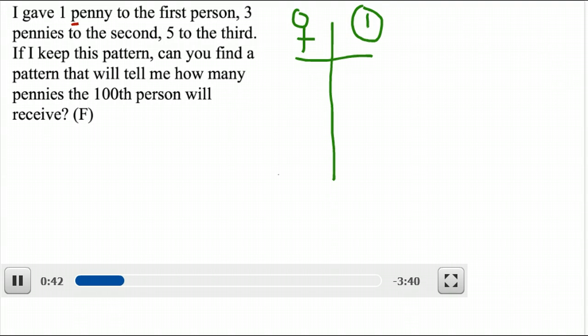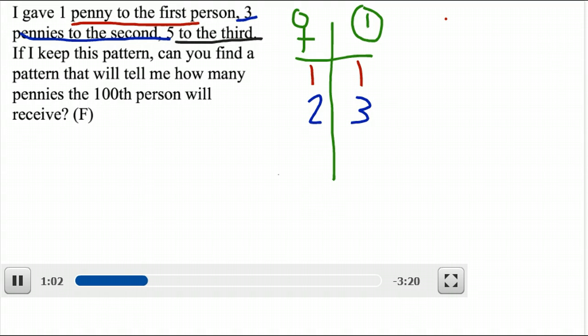So the problem says 1 penny to the first person. So first person, 1 penny. Then it reads 3 pennies to the second. So second person, 3 pennies. Then it reads 5 to the third. So the third person, 5 pennies.